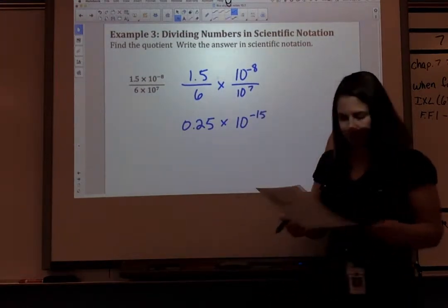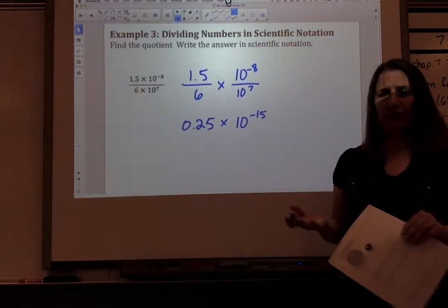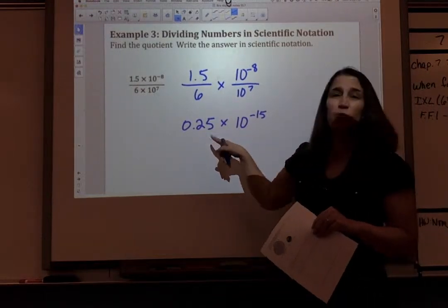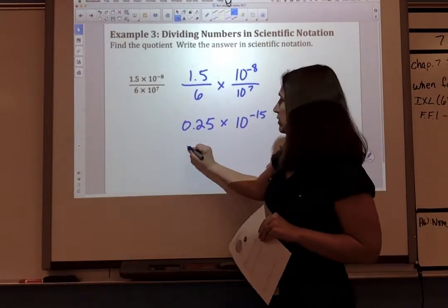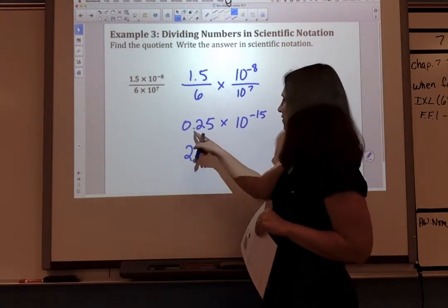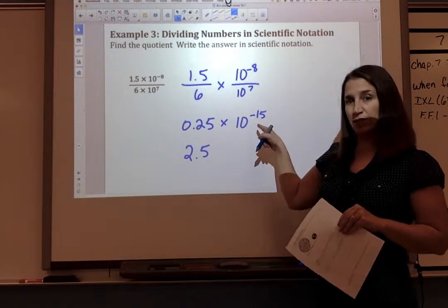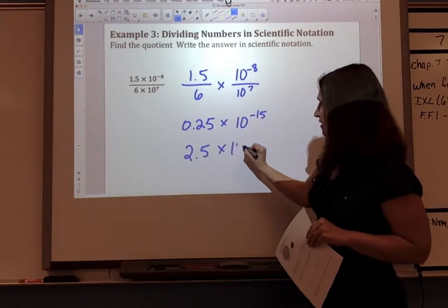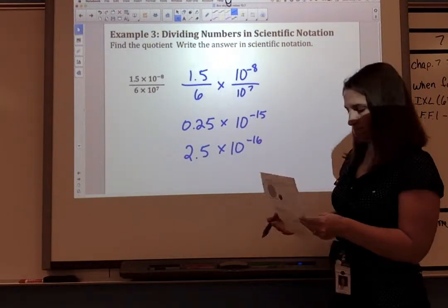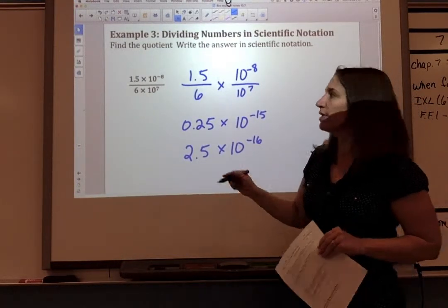-15th power. Now we just need to rewrite this so that it's in scientific notation. 0.25 is too small, so we need to rewrite that as 2.5. We've multiplied by 10 here. We made this larger, so we need to make this part smaller. So that's 10 to the -16. All right, one more example.